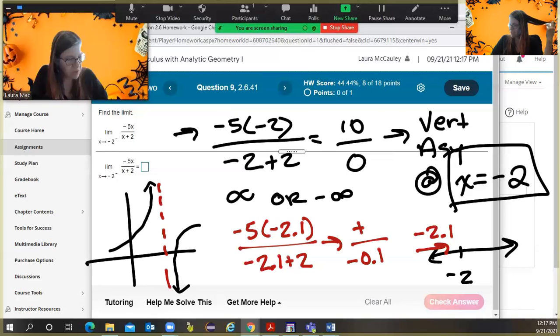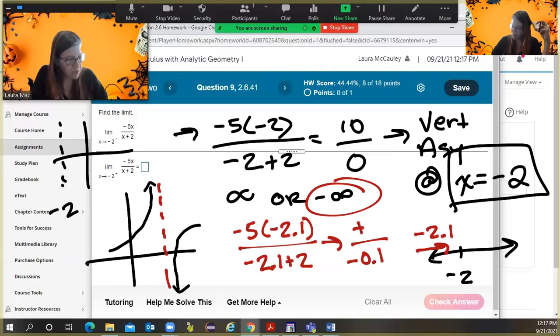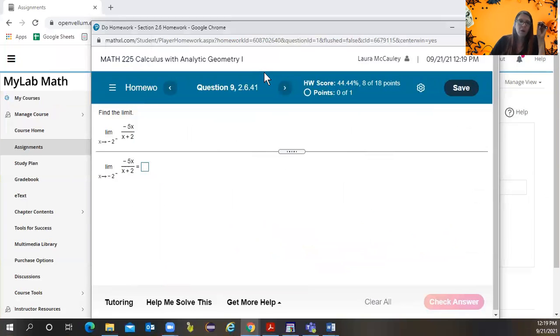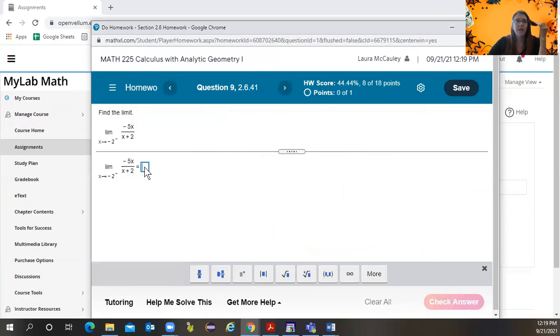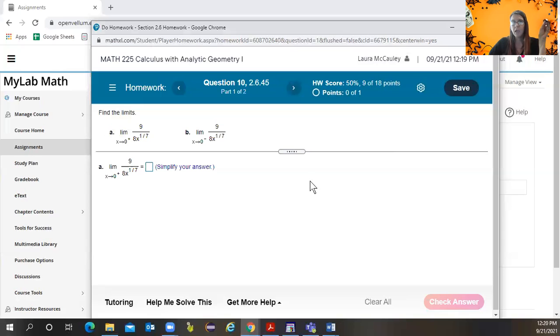But notice this is a positive over a negative, which means we must be going to negative infinity, right? A positive divided by a negative would give me a negative. So this is going to negative infinity. So my picture is not right at all in this case. Here's our -2. And it turns out that when we come in from the left, we're actually going down. So we have a vertical asymptote here, and we're actually going to negative infinity. Yay.